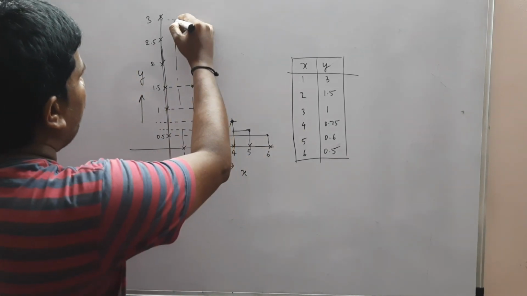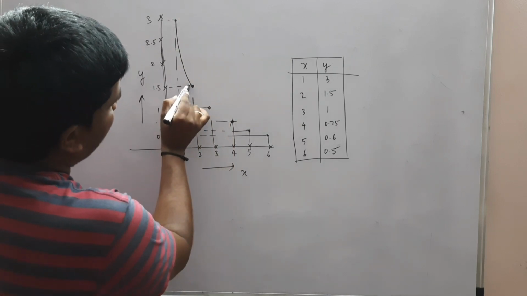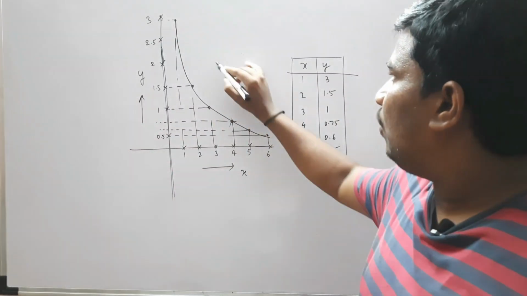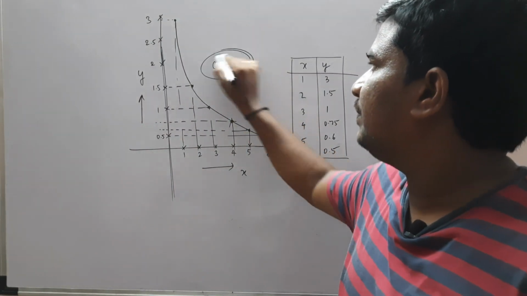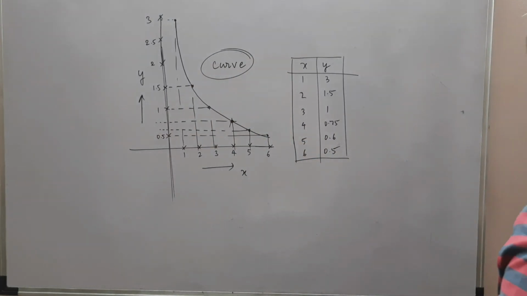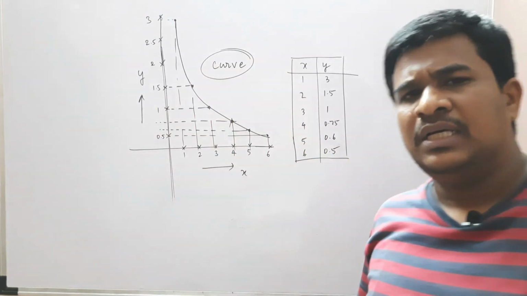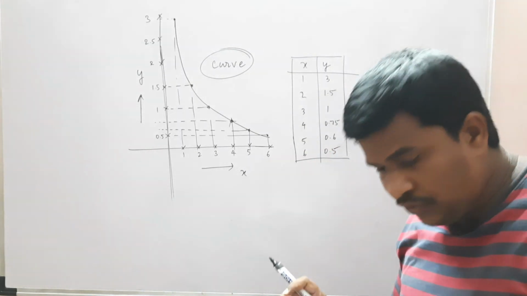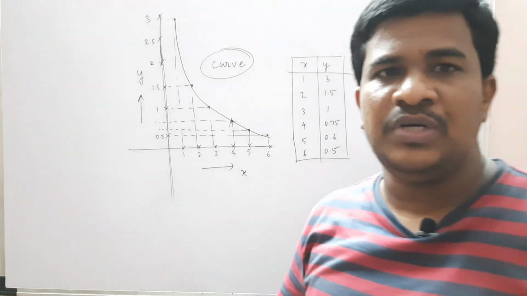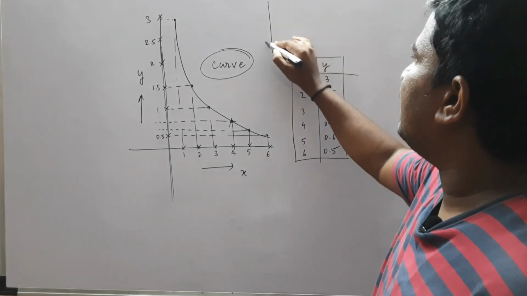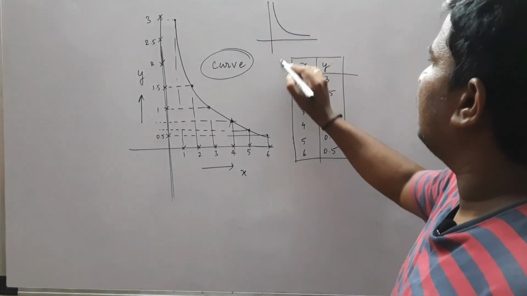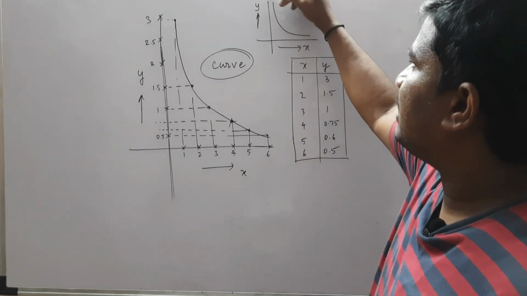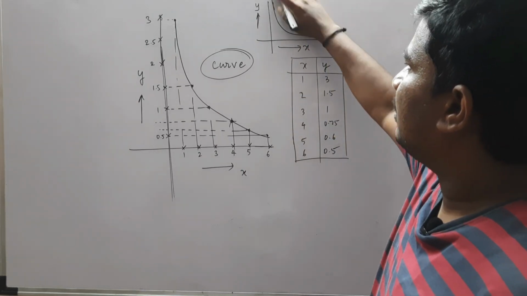If you join all these points, you will get a curve. You don't get a straight line, you will get a curve. What we call this curve will be clearly explained in days to come. As of now, what you remember is, if two quantities are inversely proportional to each other, the shape of the curve is like this. Don't touch this to the y-axis. Please don't draw something like this.